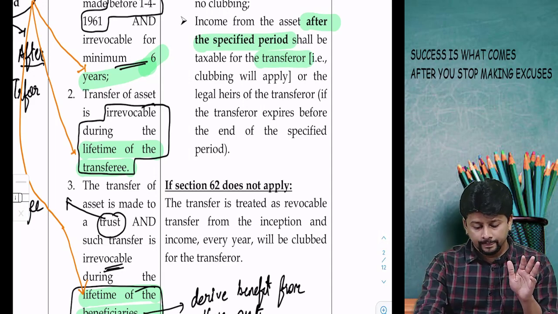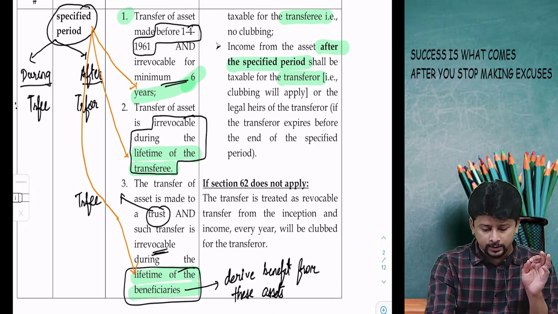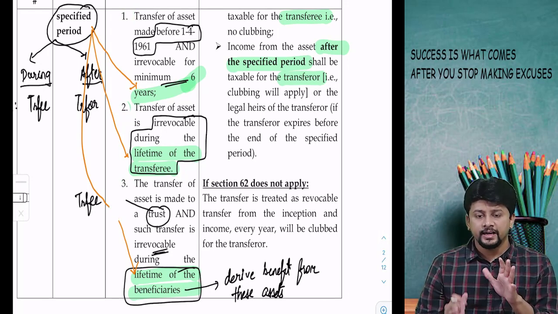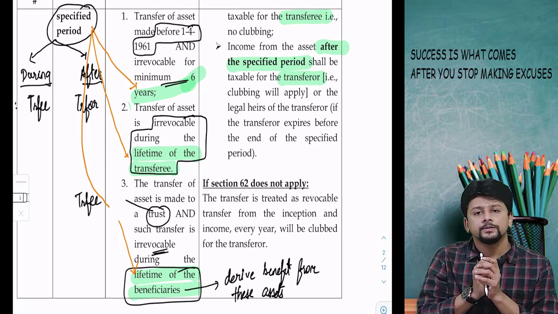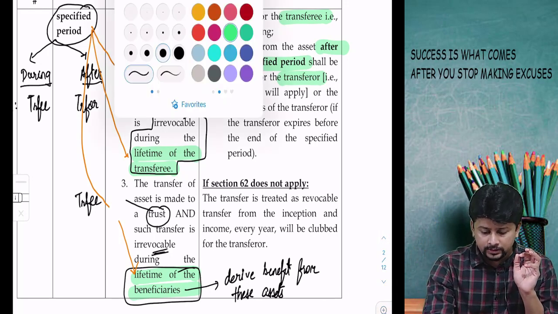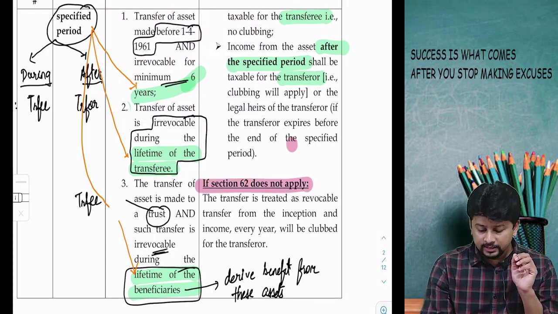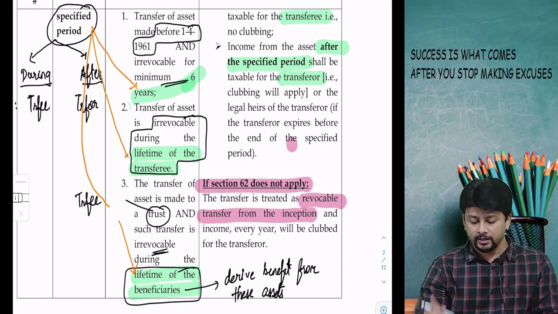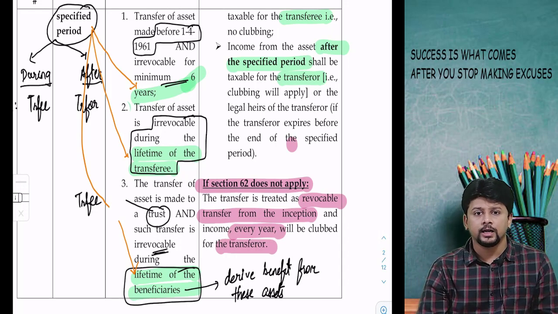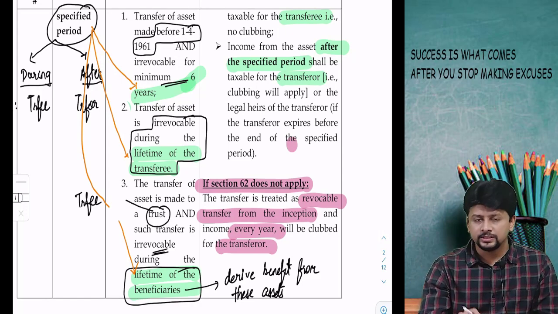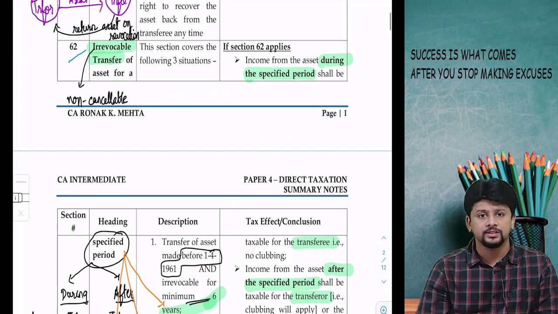Last point to understand here, these three points 1, 2 and 3, they are not any examples, they are mentioned in the section itself. So if there is any transaction, any transfer of an asset which does not fit in these 3 points, then section 62 does not apply. And if section 62 does not apply, then the transfer is treated as a revocable transfer from the beginning itself. That means section 61 will apply. Every year income will be taxable for the transferor of the asset. There will never be anything taxable for the transferee. Section 62, the section that we are studying, will apply only in these 3 situations.